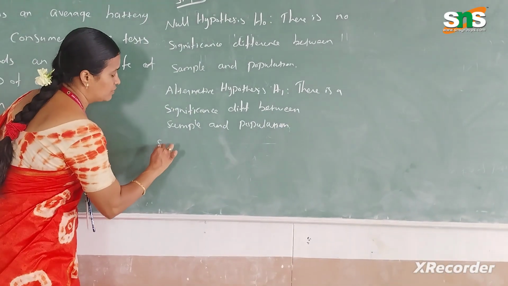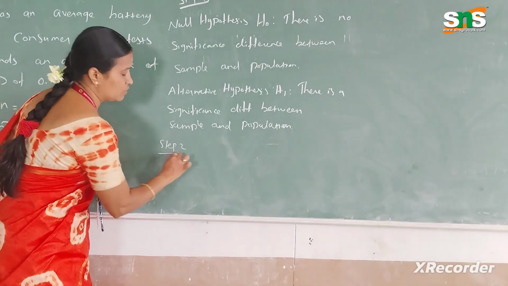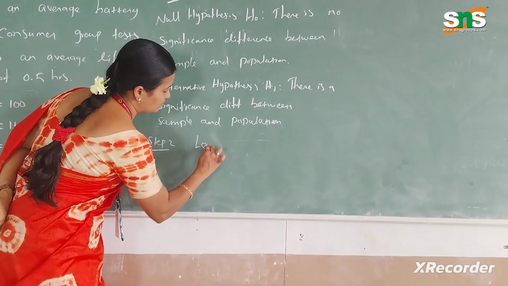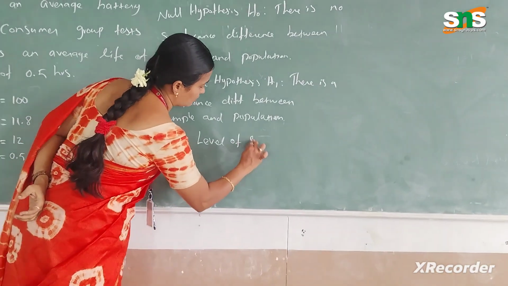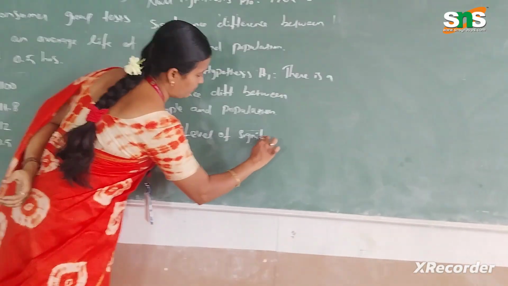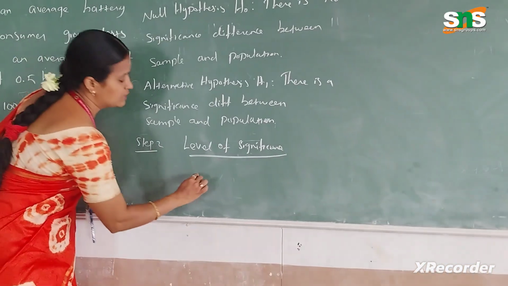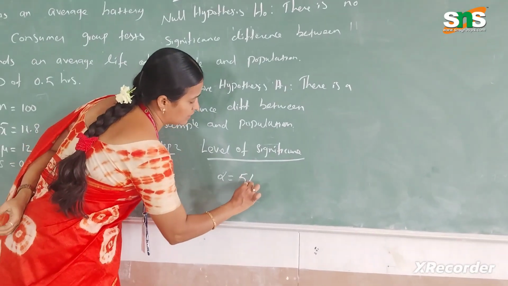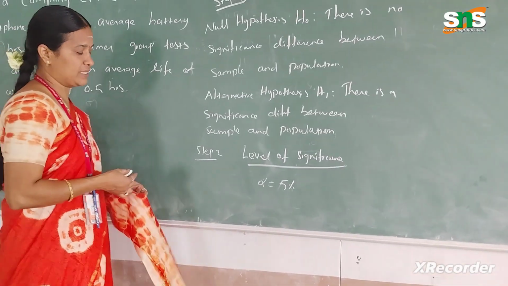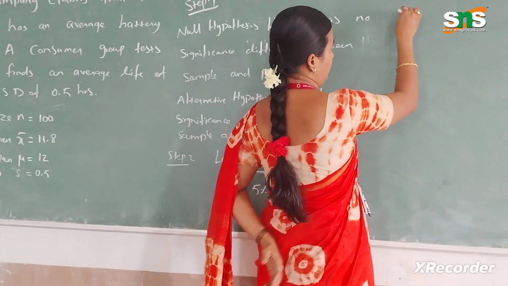Next, step 2. What is step 2? Level of significance. Look at the problem. Here no percentage is given, so we randomly select alpha equal to 5%. This is the level of significance value. Next, step 3.